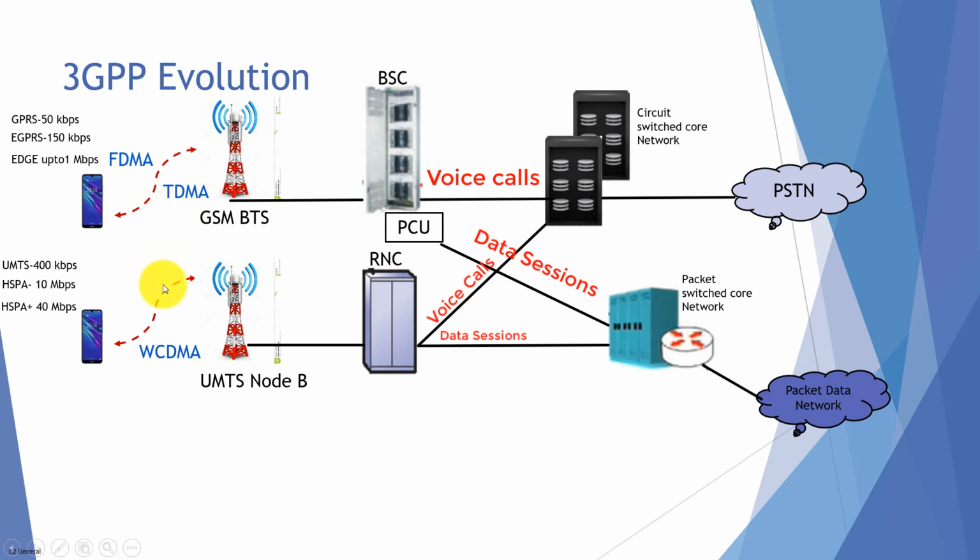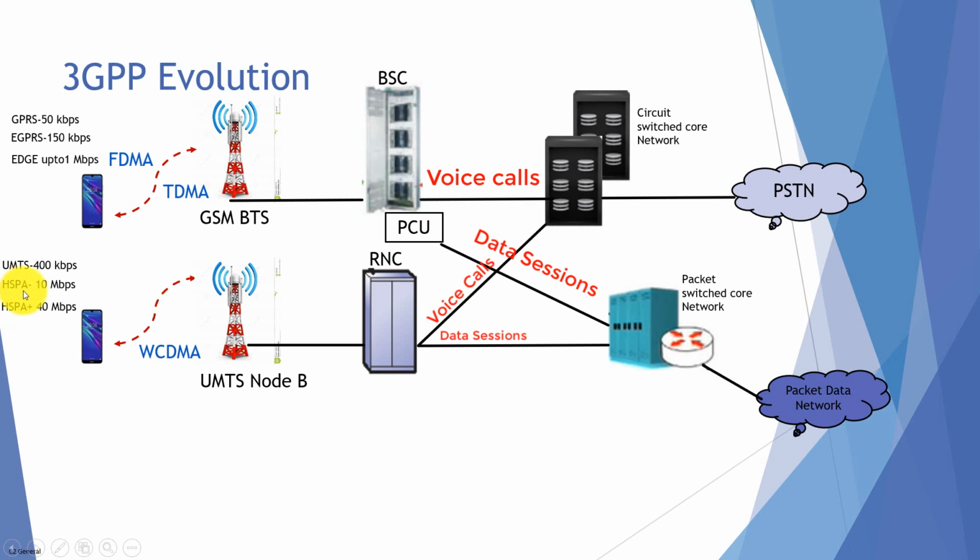Of course, wideband CDMA provides the 3G networks higher data rates as it depends on the orthogonal codes. So in the normal UMTS without enhancement, the data rates are 400 kilobit per second, which is much higher than what exists in the GPRS and enhanced GPRS. However, it is less than the data rates of the Edge network.